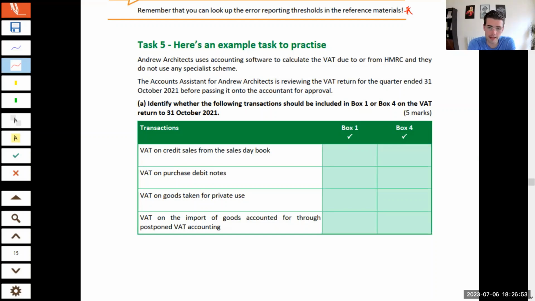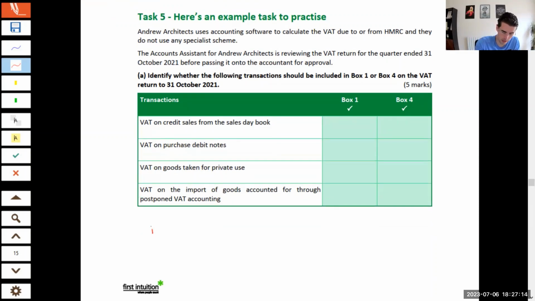Even for boxes 2, 8 and 9, which we are told you will not be assessed on, I would still make sure you know what is involved in the boxes. You're not going to complete a full return, but make sure you know what those boxes are about. Don't elect to ignore them completely because it might come back to bite you, okay? So let's have a look at box 1 and box 4. As we touched on at the end of task 4, box 1 is VAT due on sales, but there are more things we need to add there. Box 4 equals VAT reclaimed on purchases.